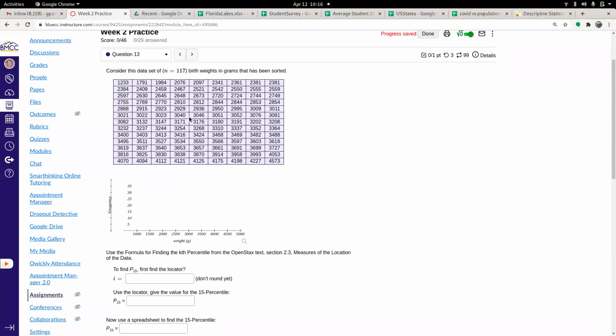So first on this one, I said use the locator method. And in the previous problem, I linked out to the technique that's listed in the OpenStax book there. And I had a video that explained it too. So I'll just go over that one again. And the point of this one and the problem before was just to understand what the heck is a percentile.